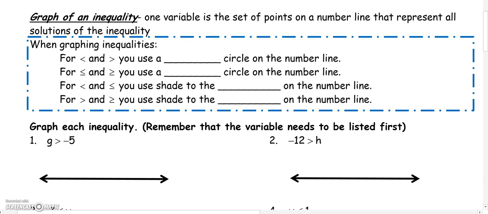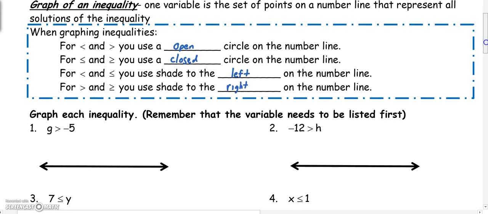So there's 2 things you have to remember when you are graphing. If you have a less than or a greater than sign, the signs without a bar underneath it, you're going to use an open circle on the number line. If you have an inequality sign with the bar underneath it for a less than or equal to or a greater than or equal to, you will have a closed circle on the number line. Anytime there's a less than or equal to sign, we're going to shade our line to the left. Anytime it's a greater than or equal to, we're going to shade to the right.